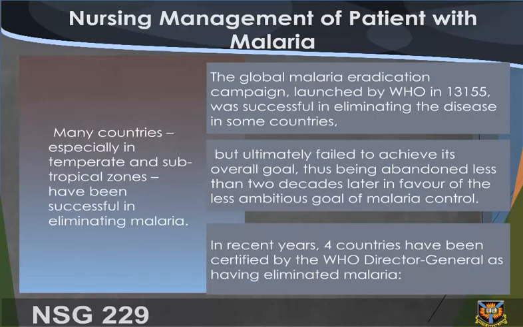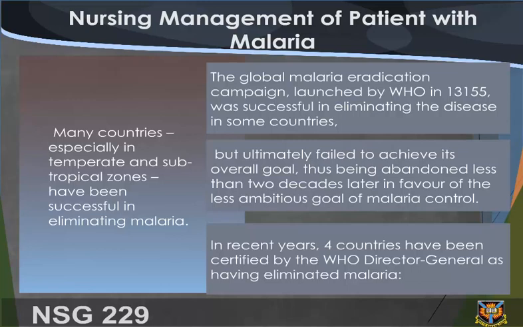Many countries, especially in temperate and subtropical zones, have been successful in eliminating malaria. The Global Malaria Eradication Campaign, launched by WHO in 1955, was successful in eliminating the disease in some countries, but ultimately failed to achieve its overall goal, thus being abandoned less than 2 decades later in favor of the less ambitious goal of malaria control.